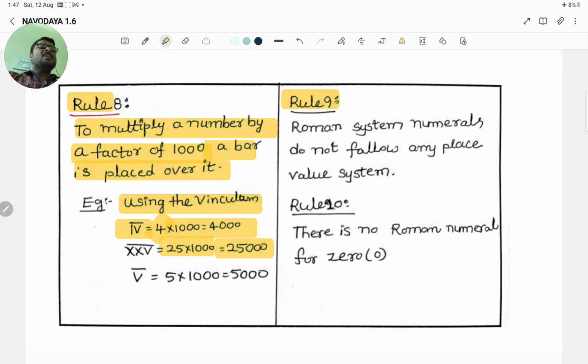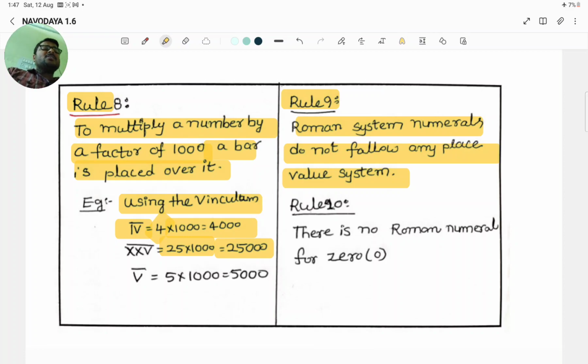According to rule number 9, the Roman numeral system does not follow any place value system. When we write Indo-Arabic numbers or international numbers, in that situation we use place value, but when we write Roman numerals, the Roman system does not follow any place value system, meaning Roman numerals do not have any place values.